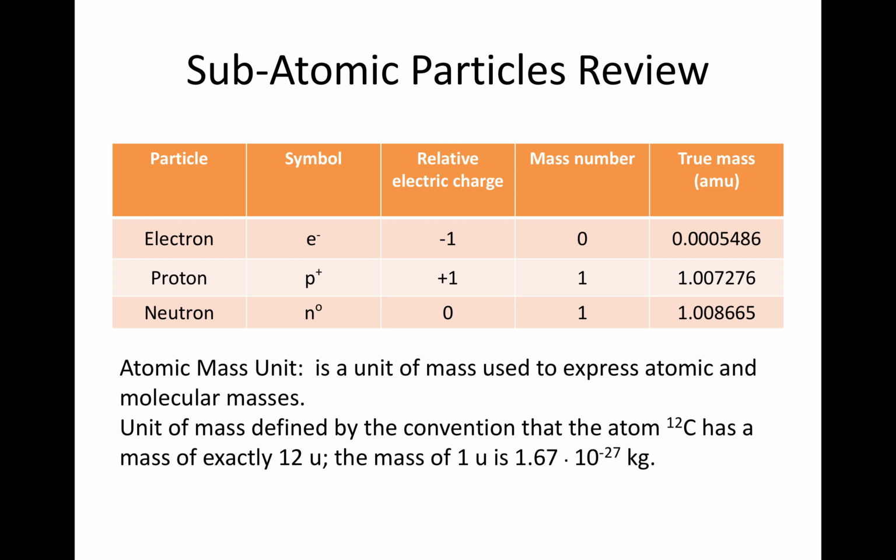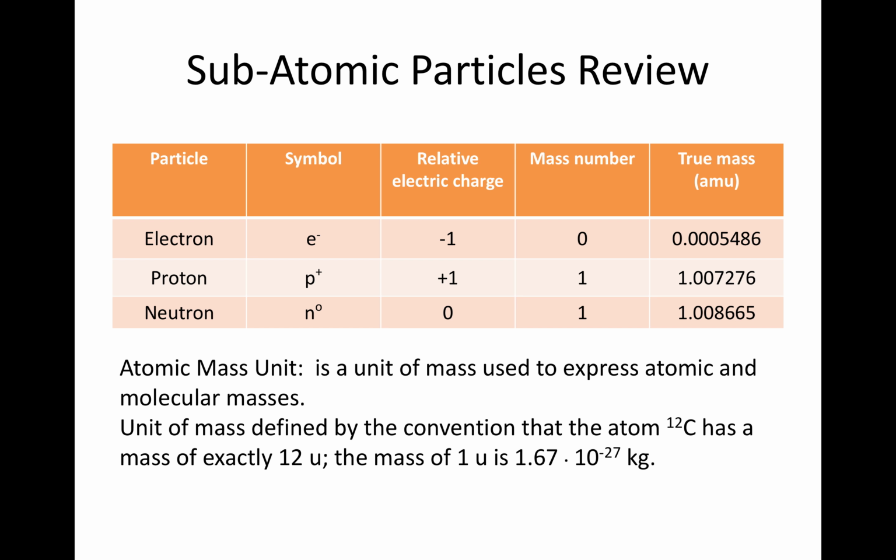Then we have the proton. The symbol for the proton is a P with a plus sign. Oftentimes you'll see me write it just as a plus sign. The relative charge is +1, and the mass number is 1. And then finally we have the neutron. We write the neutron as a lowercase n with a superscript zero. The charge of a neutron is, of course, 0, and the mass number is 1.